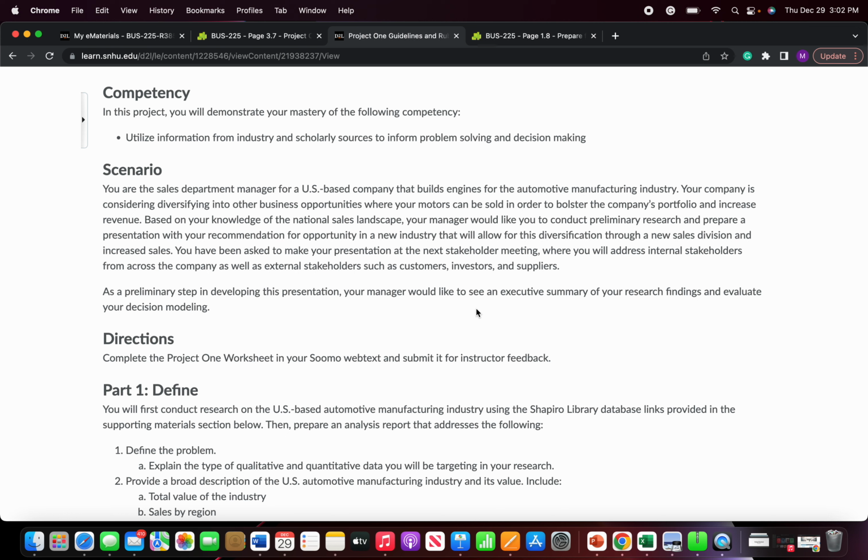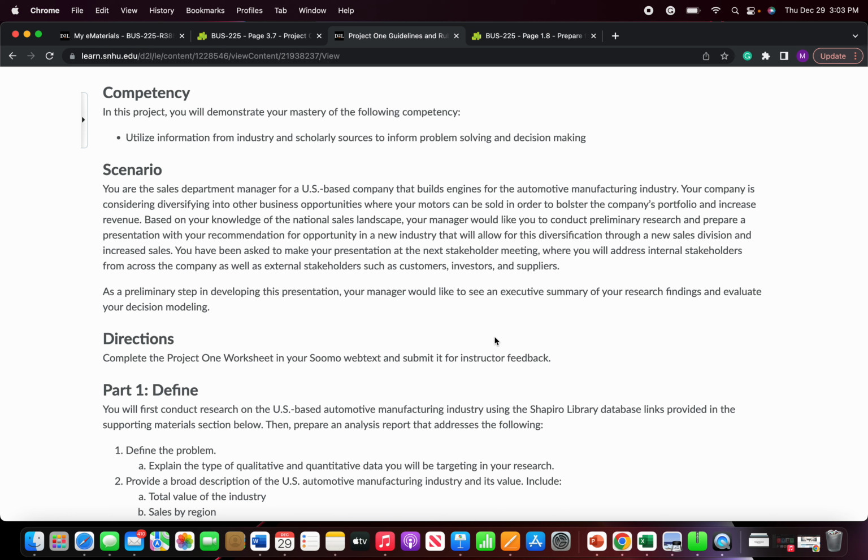You have been asked to make your presentation at the next stakeholder meeting, where you will address internal stakeholders from across the company, as well as external stakeholders such as customers, investors, and suppliers. As a preliminary step in developing this presentation, your manager would like to see an executive summary of your research findings and evaluate your decision modeling.